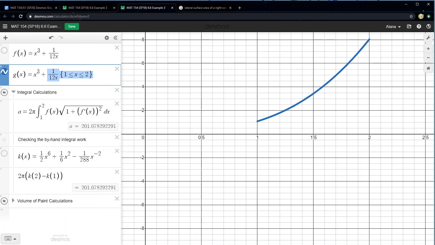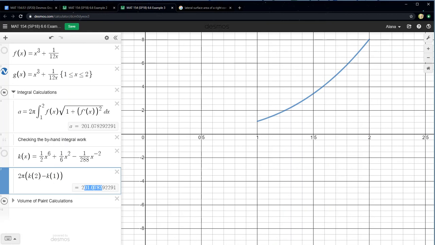It won't work right. And then I want to check that my by hand integral work that I was just doing works out. So I put in the by hand integral after I'd already integrated, and then I tell it to find me 2 pi and then k of 2 minus k of 1, and sure enough, it is exactly the same. Hooray.